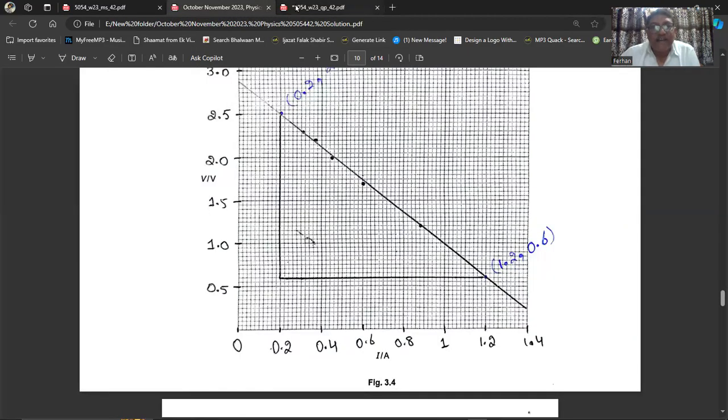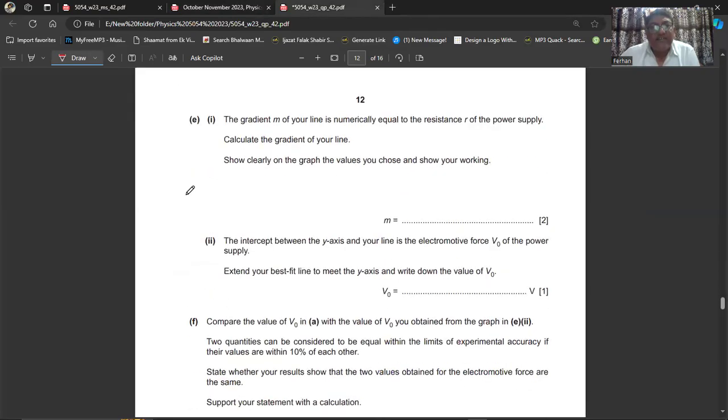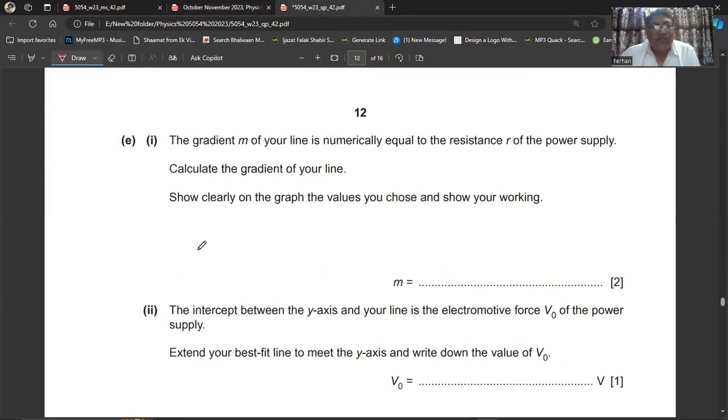So hopefully you understand. Then he says, the gradient m of your line is numerically equals to the resistance r of the power supply. Calculate the gradient of your line, show clearly on the graph the values you chose, and show your working. So this is the E first part.